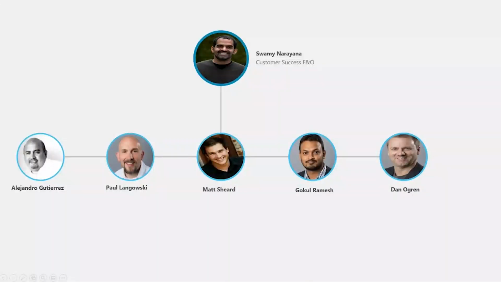I will just do one more slide with a little bit of background on my team. Hopefully most of you know Alejandro Gutierrez. He's involved in many projects. Paul Langowski and Matt Sheard do a lot of the commerce and the supply chain management projects. Gokul Ramesh is on the technology and platform. Dan Ogren also helps with our pre-sales and a lot of the implementation projects. So that's the team I have.